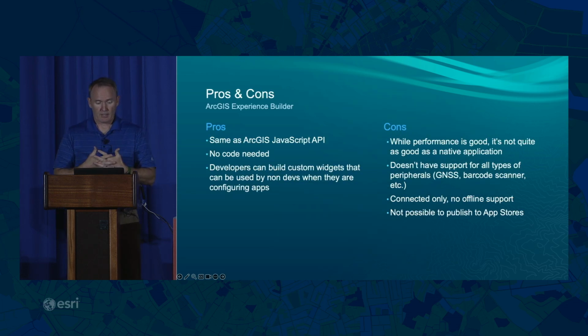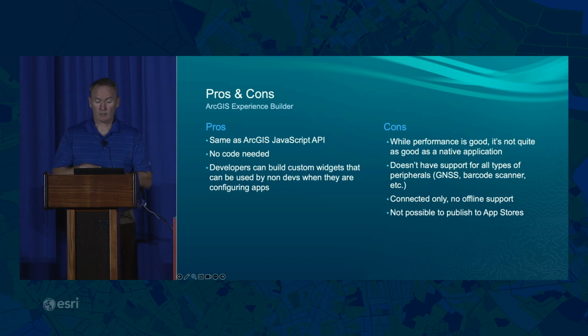And just the same as the JavaScript API, as far as the pros are concerned, it's most of the same things that we saw with the JavaScript API. It runs in a browser, it's cross-platform and such. Another pro that's unique, though, is that you don't have to write code. You can just use the configuration experience if you'd like with your application. So no code needed. Also, developers can build those custom widgets if they'd like, which can be used by their apps or shared with others who embed them into their apps as well.